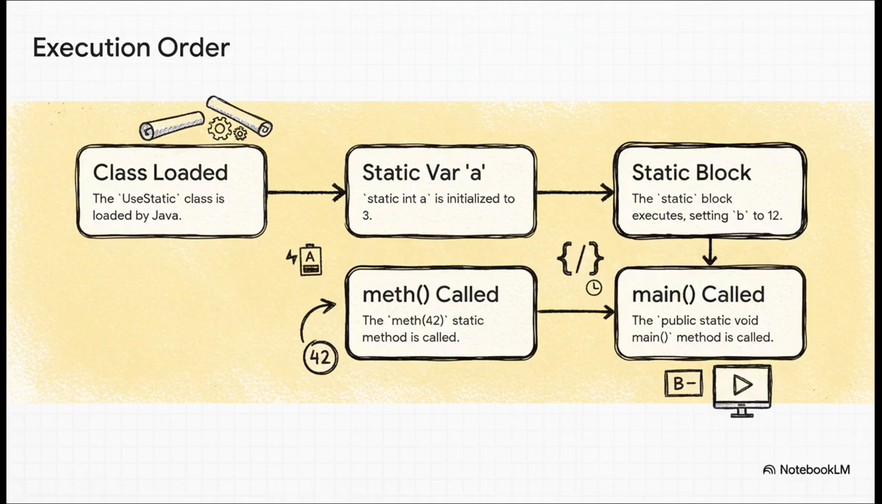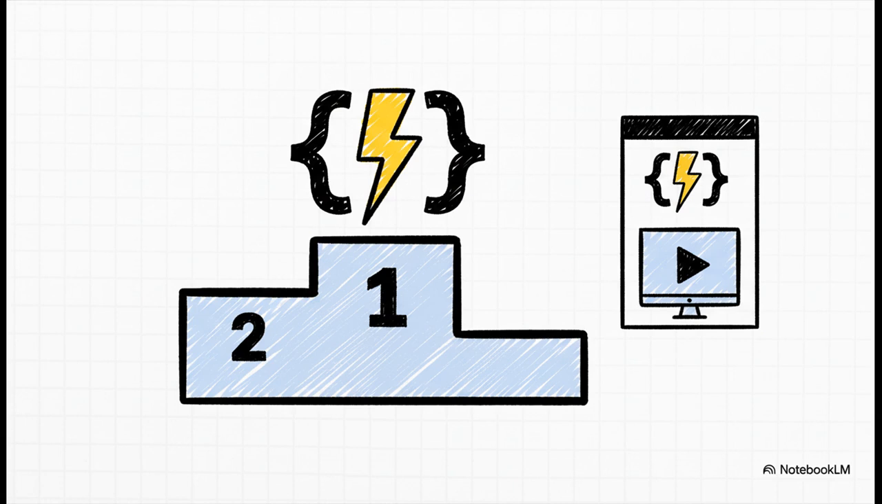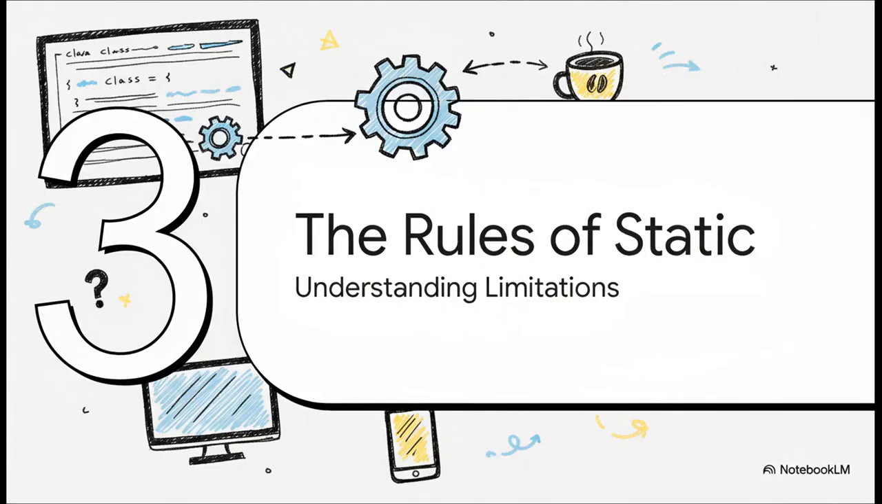And look, the proof is right there in the output. What's the very first line you see? "Static block initialized." That's our smoking gun. It proves that the static code ran before anything in main did. So when we get inside main and start calling methods, our static variables a and b are already set up and waiting for us. So now we've seen how powerful static can be, but it's not a free-for-all.